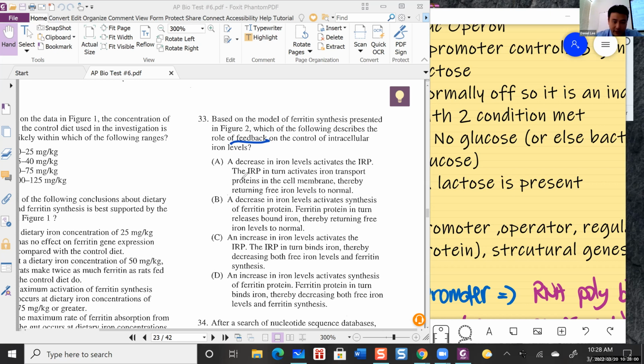So 33, if you read the first one, decreasing iron activates IRP. Decreasing iron activates the synthesis, right? Usually I read the first part, maybe the first sentence, and eliminate. When I read B, something tells me that is wrong. Decreasing iron activates the synthesis of ferritin. Didn't we say the opposite? Increasing iron, right? So that's wrong, right? Increasing iron activates IRP.